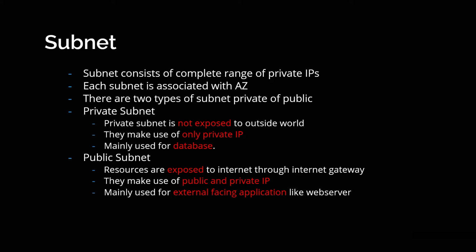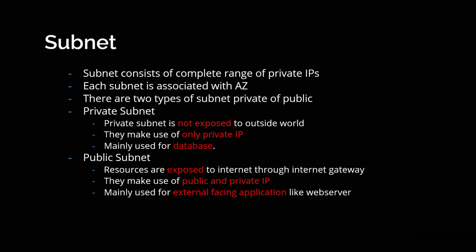Now, subnets, as we discussed earlier, are a small subnetwork of your entire VPC. Your VPC being your bigger network, you're dividing the bigger network into smaller chunks and you're assigning a range of private IPs to each of those subnets. Now, these subnets are associated with different availability zones and you can classify them as private subnet or public subnet.